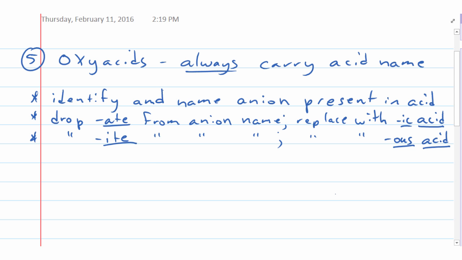For a mnemonic that may help you keep it straight, use this: I ate something icky. Or you could look at it like this: ate comes before ite, just like IC comes before OUS. So it's alphabetical: ate before ite, IC before OUS.